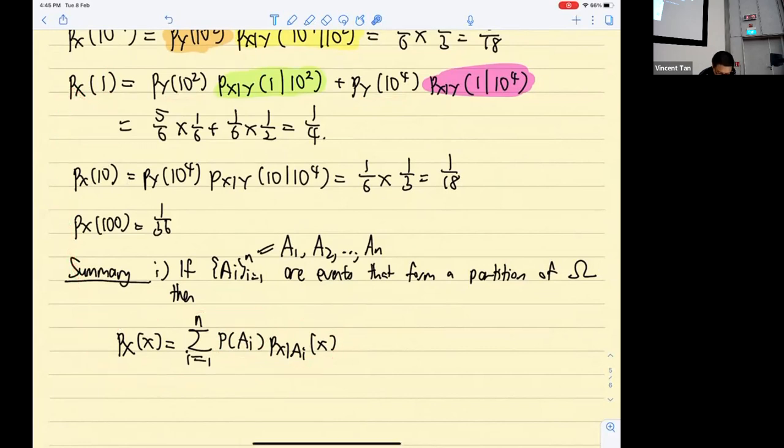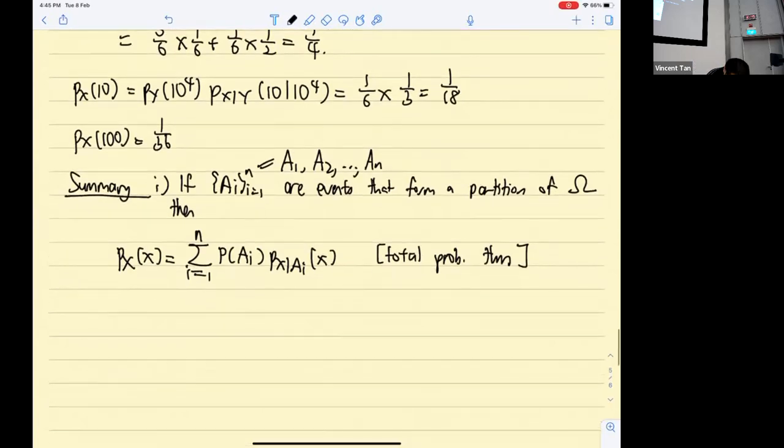Okay, where Y, this one can take on two values. So there are only A1, A2. Okay. So this is an instance of the law of total probability or total probability theorem. Okay. So as you can see here, this is okay, good. So this is one.